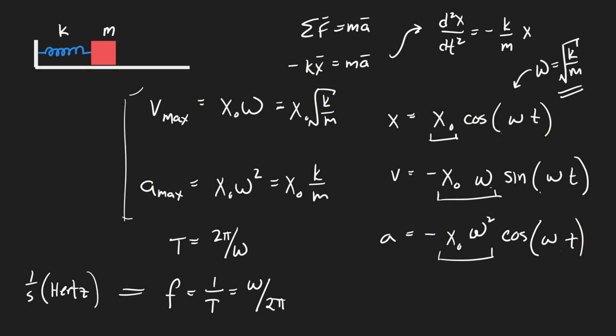And like I said, if you want to put it in for a spring mass, that's going to be 2 pi times the root of m over k, or 1 over 2 pi times the root of k over m.